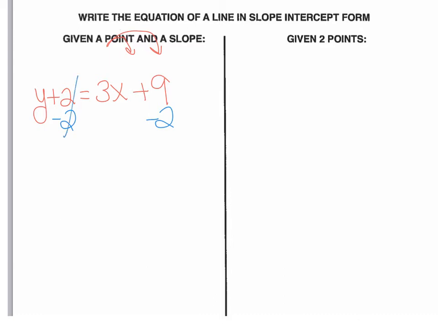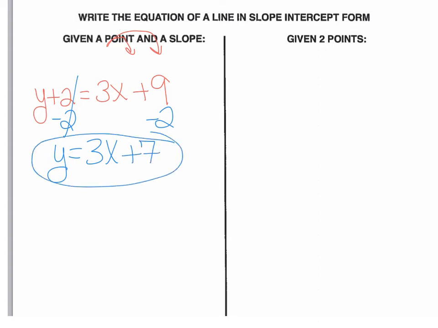So 2 and -2 cancel, and we're left with y equals 3x, and then 9 minus 2 would give us positive 7. So there we have our slope-intercept form. 3 is our slope, as we knew from point-slope form, but now we can clearly identify our y-intercept of 7. So we have y equals 3x plus 7. That is slope intercept form.